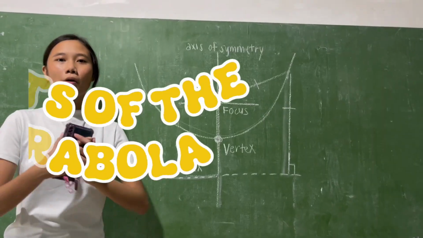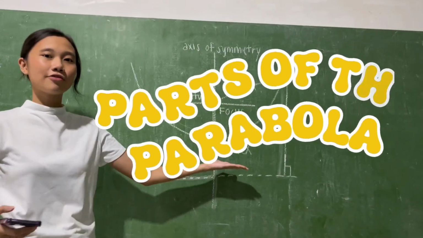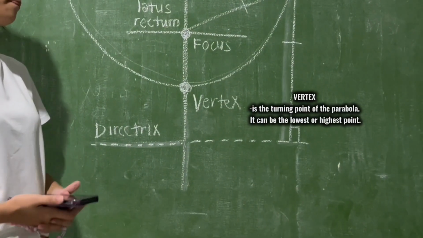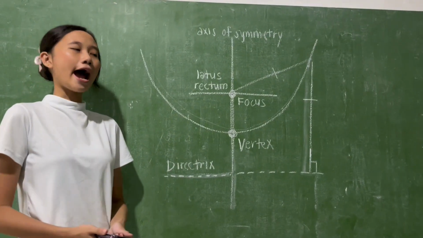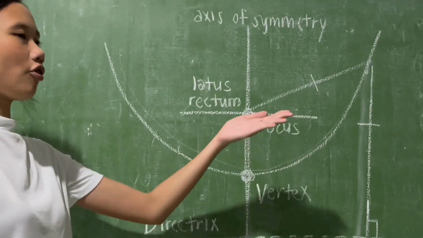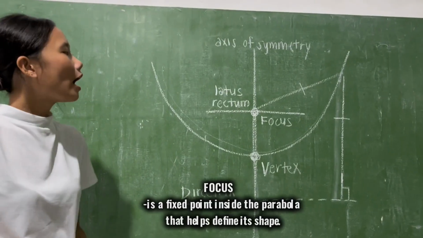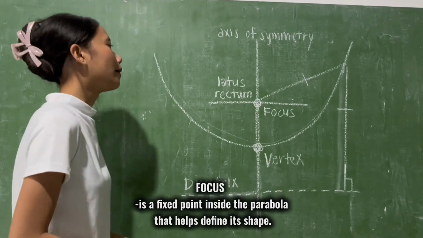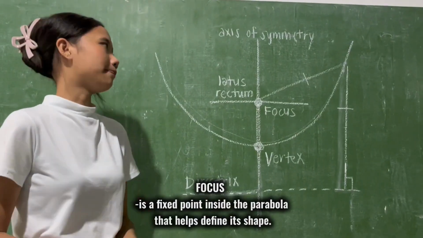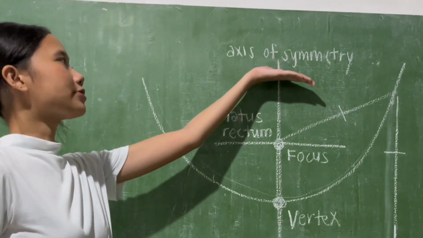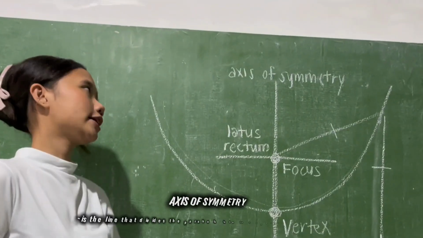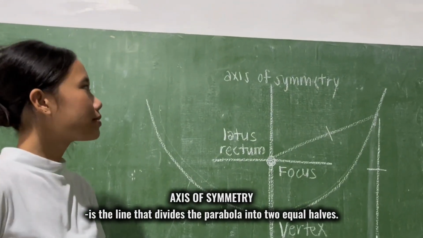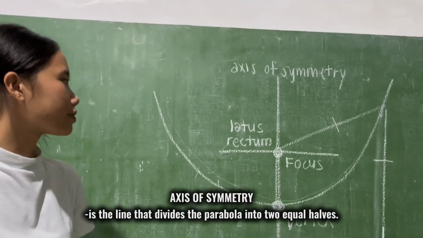Let's move on to the parts of the parabola. First is the vertex. It is the turning point of the parabola. It can be the lowest or the highest point. Second is the focus. The focus is a fixed point inside the parabola that helps define its shape. Third is the axis of symmetry. The axis of symmetry is a line that divides the parabola into two equal halves.